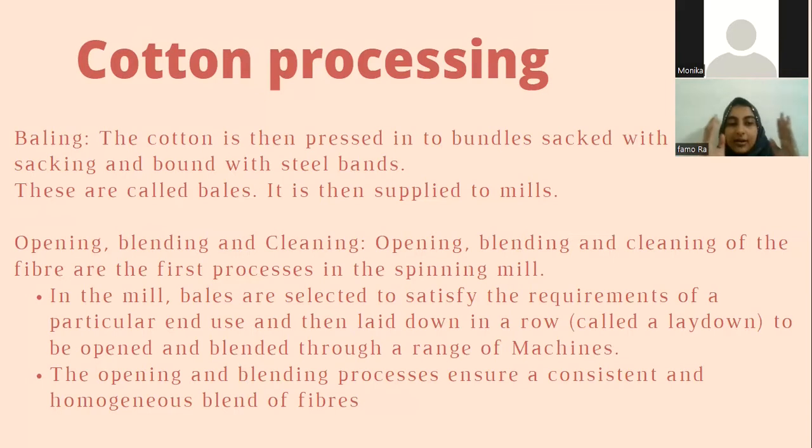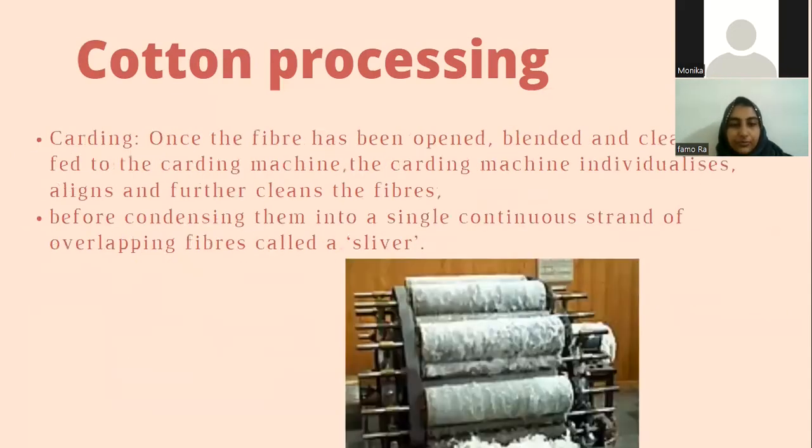So these bales, or whichever things are going to the spinning mill, are opened, they are cleaned, and then they are laid down together as separate batches, and they are inspected according to their length, etc. Now the next thing is cleaning, or individualizing the fibers.